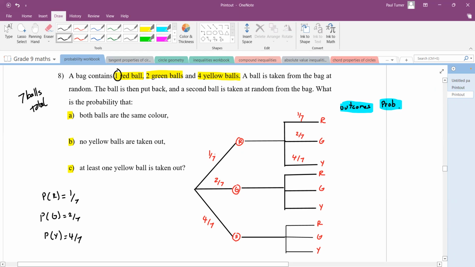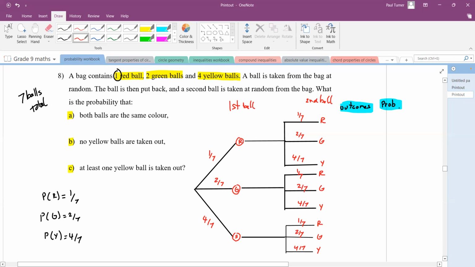So I've already labeled 1/7, 2/7, and 4/7 for red, green, and yellow. You need to repeat those numbers across the tree. So this is your first ball, and this is the second ball. So we repeat the numbers. So 1 on 7, 2 on 7, 4 on 7, 1 on 7, 2 on 7, 4 on 7.